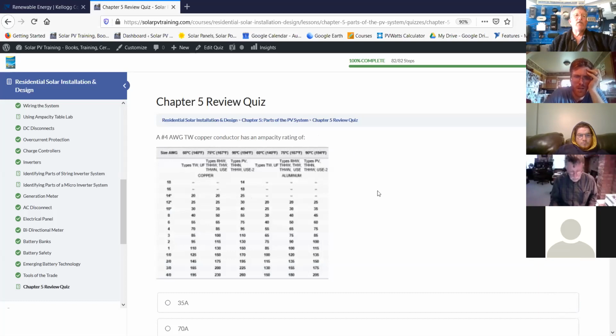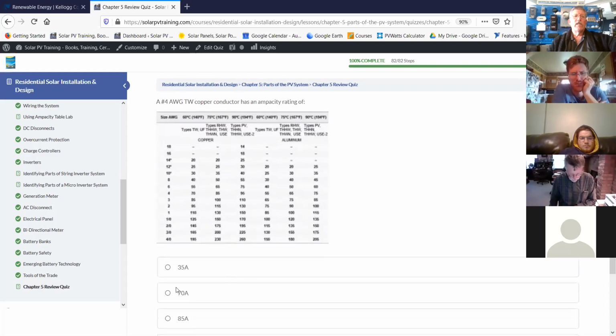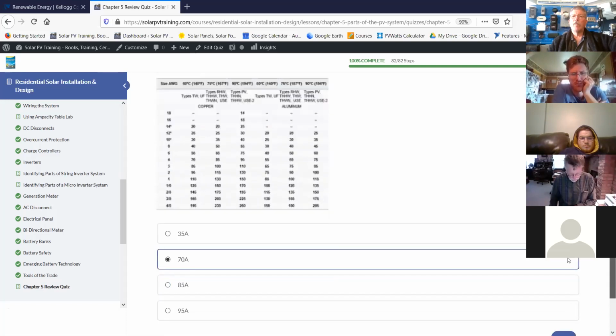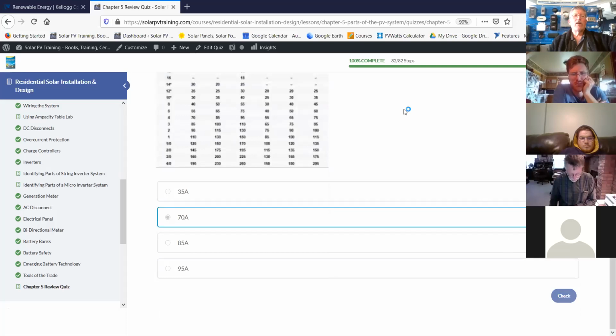This is just to give you an example of reading the chart that's in the National Electrical Code. A number 4 AWG TW copper conductor has an ampacity of... well, you look in the first column, you find 4. Then you need to find which column TW is, and that's in the first column. So we come over, and it's going to be 70 amps. If we had been looking at PV wire, number 4, it would have been 95 amps. So we just say 70 amps. And that's going to be the correct one.